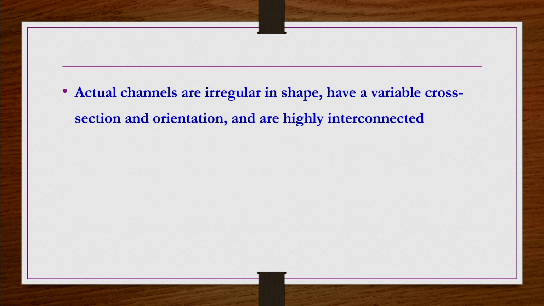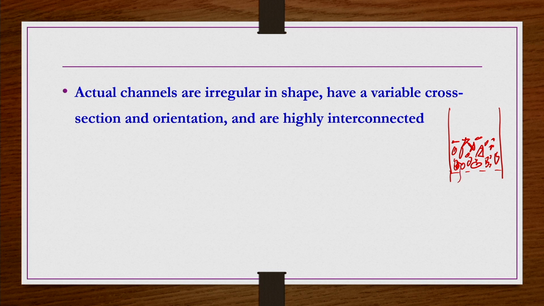So, actual channels in general are irregular in shape. Okay. We have a variable cross section and orientation, and a highly interconnected porous structure in a packed bed in general, like this. These particles are in general not necessarily spherical; they can be needle-like, crushed particles, irregular shaped particles, they can be anything, right. Because of that, actual channels in general are irregular in shape.